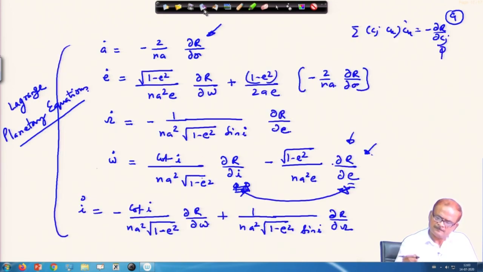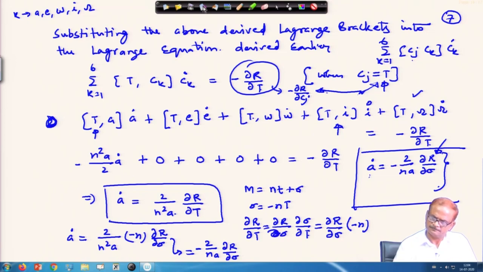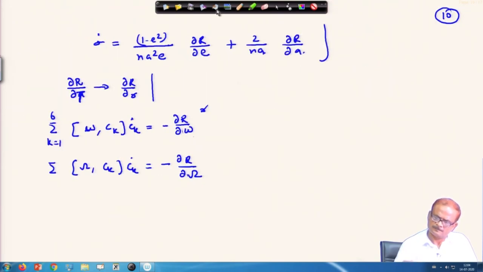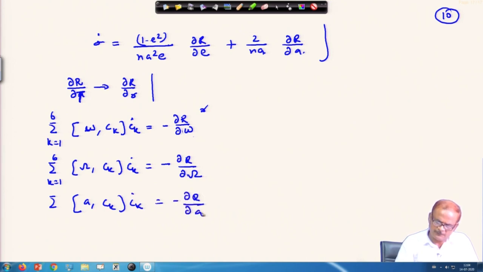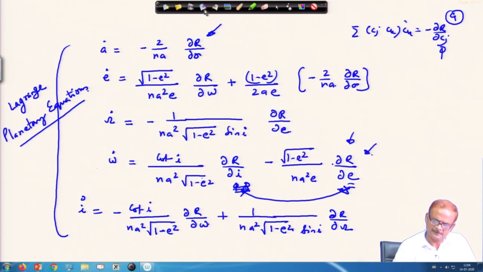So, this is the tau capital omega, as we have written here, k equal to 1 to 6. Similarly, we will have omega t; we have already used 5, 1, 2 and 2 to 4. So, a c k, c k dot equals minus dou r by dou a, and then e c k, c k dot equals minus dou r by dou e. So, this way 2 we have already worked out, and these 4 need to be done. Once you do the same process that I have done here, you get these equations.